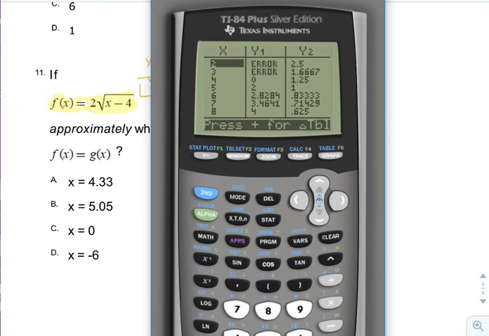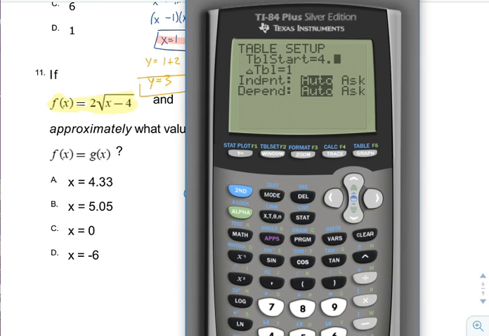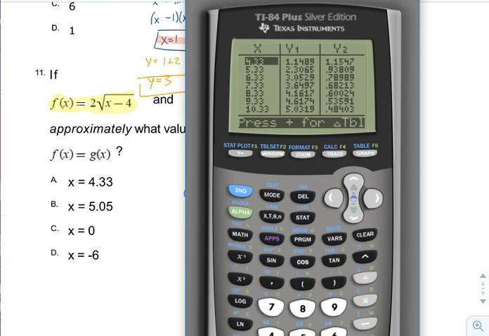And we want to see which one of these values for x makes them approximately equal. So let's check out 4.33. Now you know 4.33 doesn't just show up on the list here. We got to throw it in. Second table set. 4.33. See if that's what it is. I mean, they look pretty close. Now, of course, these are rounded values, so you don't know.